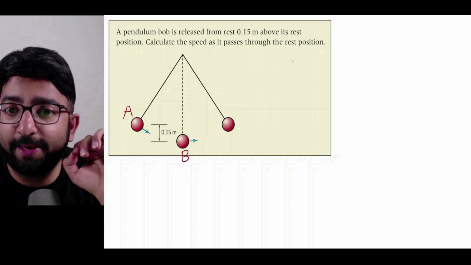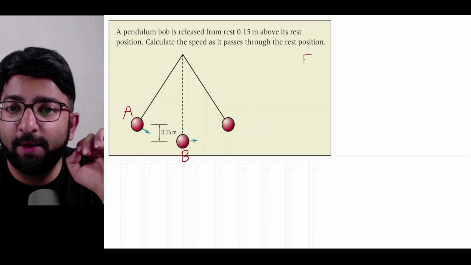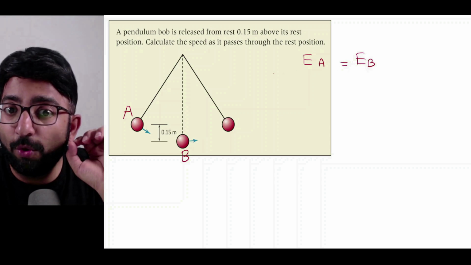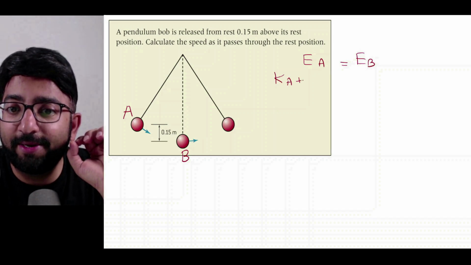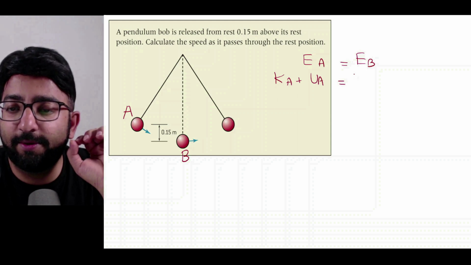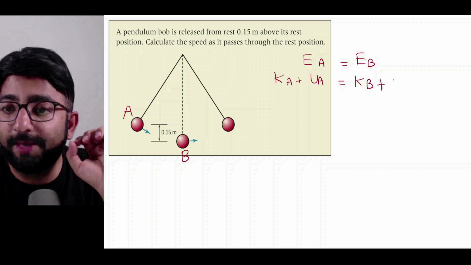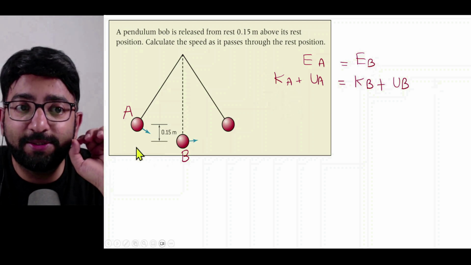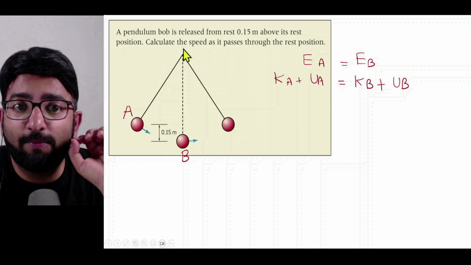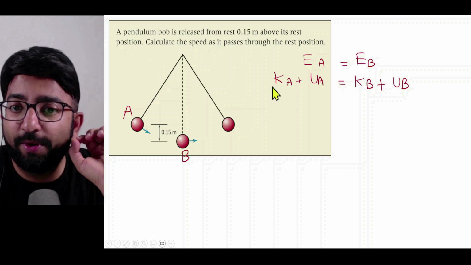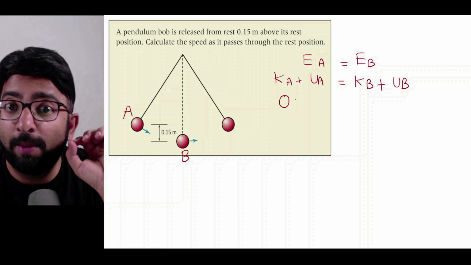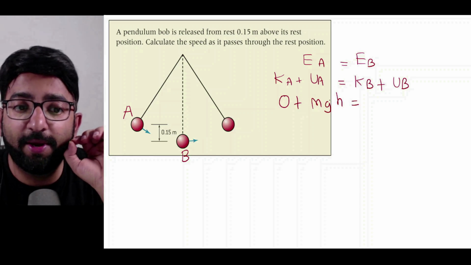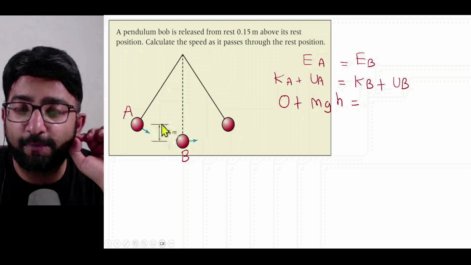According to the law of mechanical energy conservation, we will write total energy at A will be equal to total energy at B. And total energy is a combination of kinetic plus potential energy. So let's write it down. Energy at B will be KB plus UB. Now, what is the kinetic energy of the object initially? It is given in the question that the bob is released from rest. So initial kinetic energy will be 0. Potential energy formula, we already know that will be mgh, where height in this case is 0.15 meters.